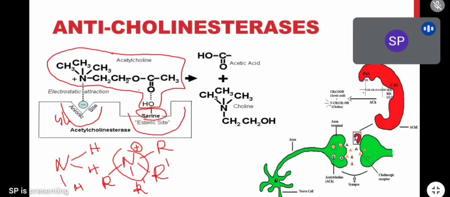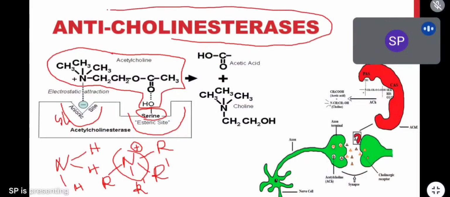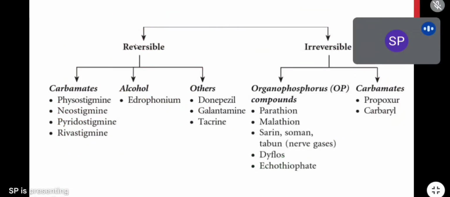This is the general, a little in depth, it is not necessary for us. This is how acetylcholine is metabolized by acetylcholinesterase enzyme. Now you see, we have some anticholinesterases. Anticholinesterases, we have examples. We have reversible binders, irreversible binders. Yesterday's class I discussed all these classifications.